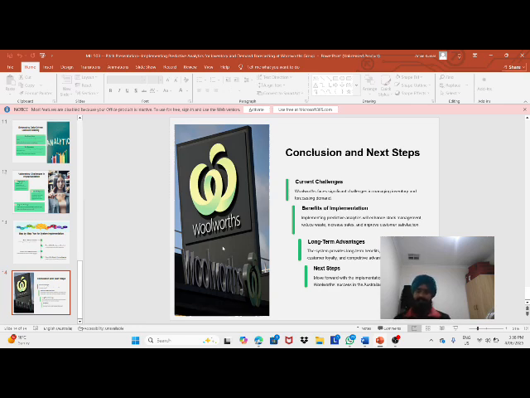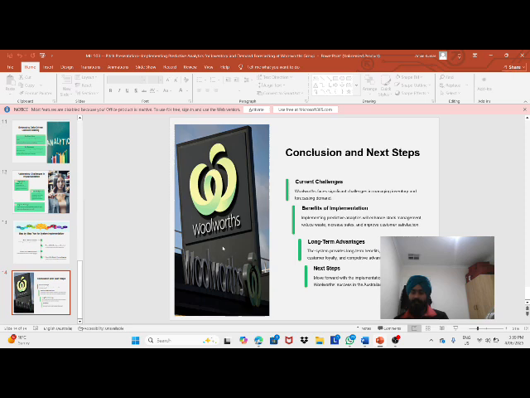So, long term advantages. The system provides long term benefits including cost savings, customer loyalty, and competitive advantage. In this competitive era, everyone wants to get a competitive advantage. In this way they could get a competitive advantage.